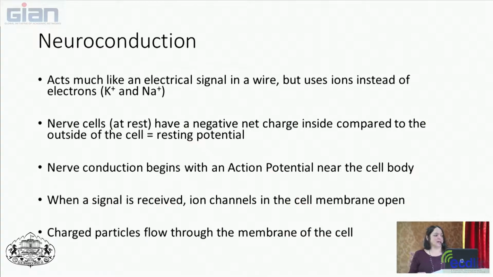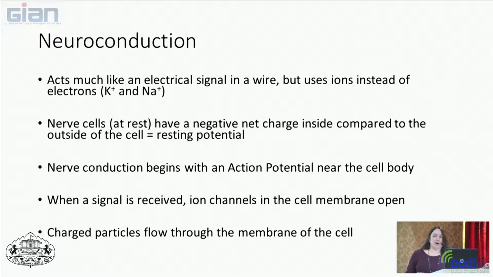Okay, neuroconduction is electrical in nature. So it acts much like an electrical signal in a wire, but instead of using electrons that pass through a wire, it uses ions that move in and out of the cells. So nerves at rest, meaning there's no stimulation to them, they're just hanging out waiting for something to happen, have a negative net charge inside them compared to the outside of the cell, and this negative resting voltage is called their resting potential.